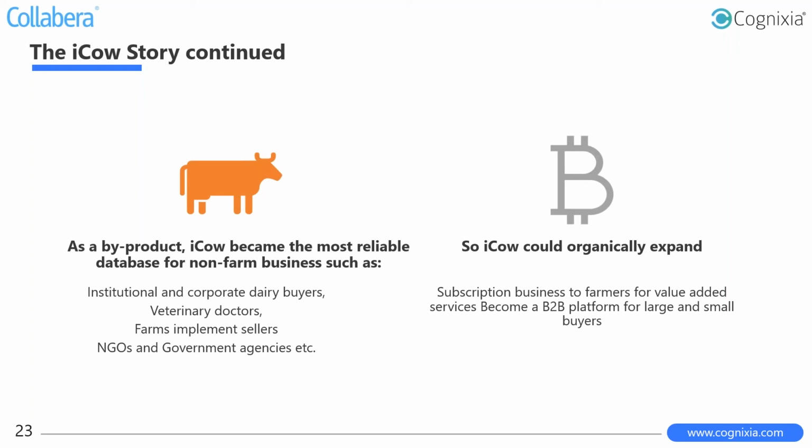Even the NGOs and government agencies don't have as much reach or data as she has. If the government wants to do some sort of policy for the farmers and wants to reach out to them, she's the one, right? There was no competitor for her because she has the most reliable database. So all these things started with the social cause, but this is the byproduct of the data. So data is so powerful, right?